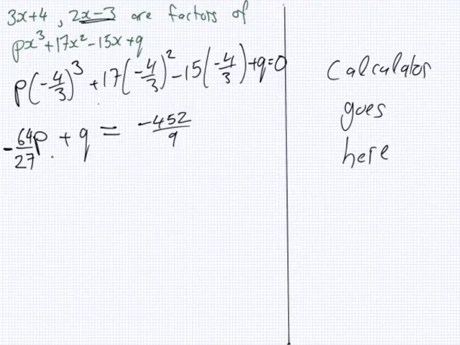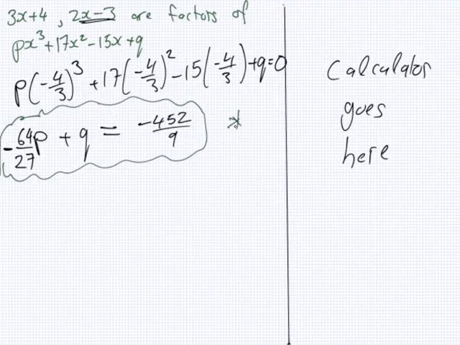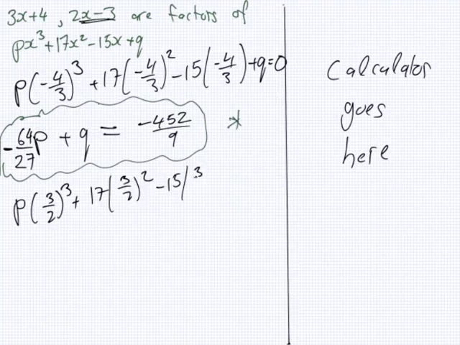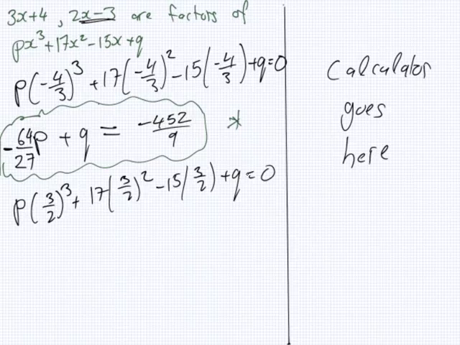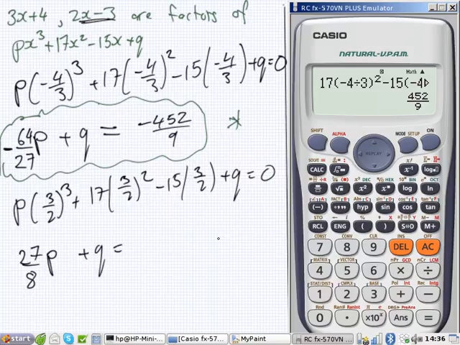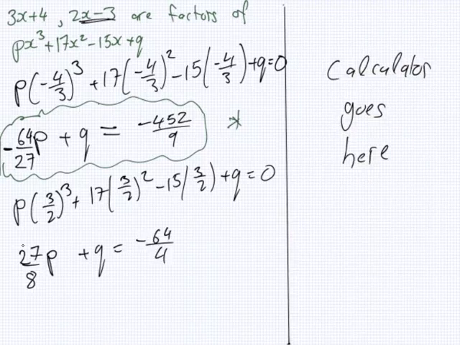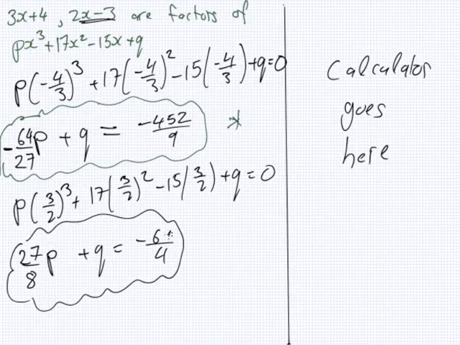Okay, and next is this one. So that would be, well, let me put a box around this. Okay, so the next one would be P times 3 over 2 cubed plus 17 times 3 over 2 squared minus 15 times 3 over 2 plus Q equals 0. Yeah, that's 27 over 8 P plus Q equals, calculator time, 17 times 3 over 2 squared minus 15 times 3 over 2. And to the other side will be minus 63 over 4. Yeah, 63. Why did I write 64? Because I'm exhausted. Right, 63.